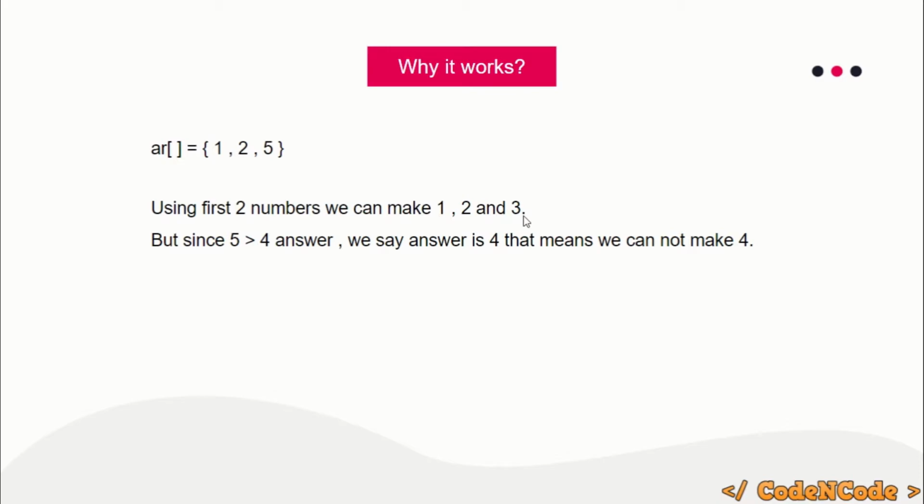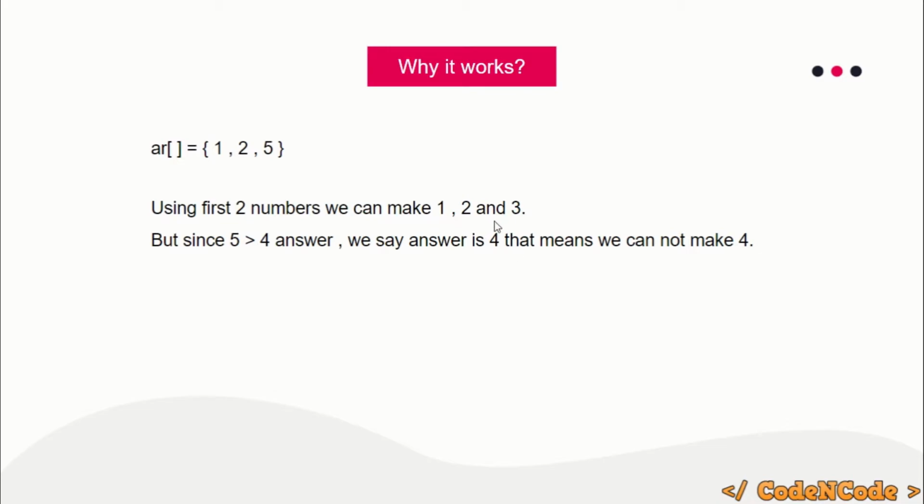So basically, the reason I take examples instead of explaining generally is that when you take an example, it is easy to understand. So we know that using the first two numbers we were able to make all the numbers in the range 1, 2 and 3, right? Now since the next element, the third element, is greater than 4, which is x plus 1, where x is 3, that means 4 is the minimum number that we cannot make. And why is that so?